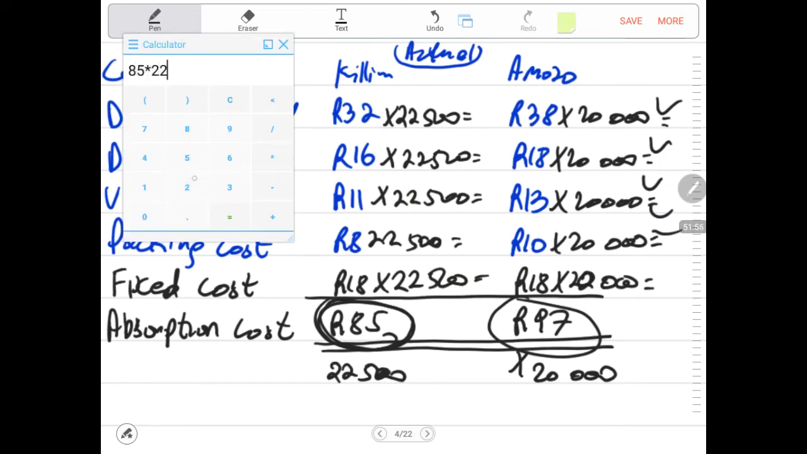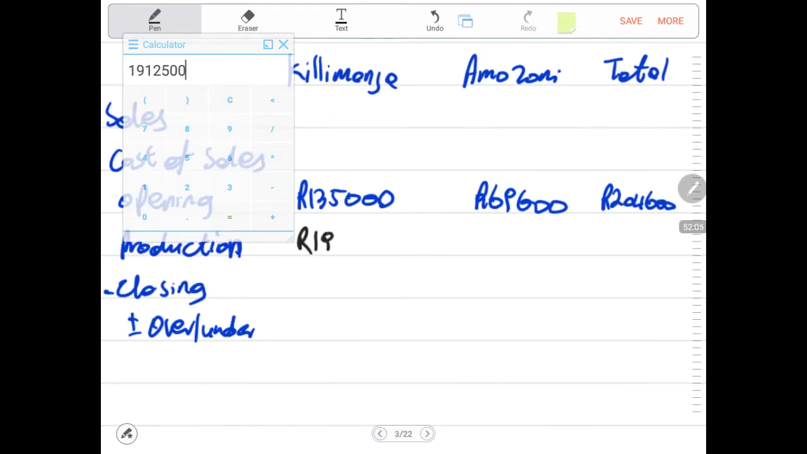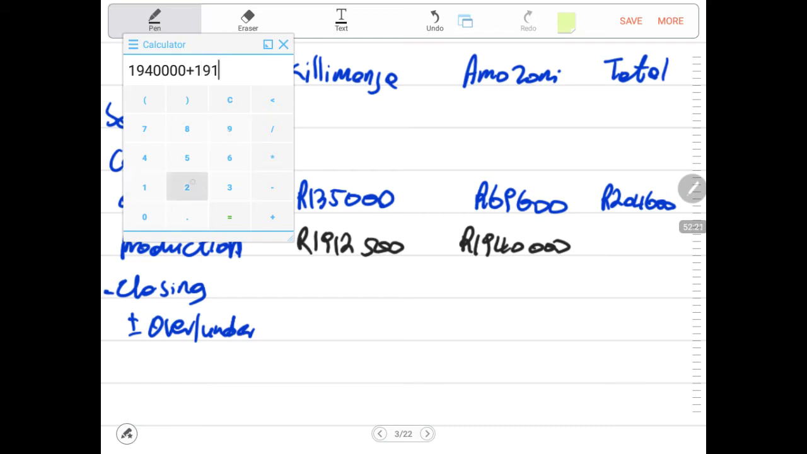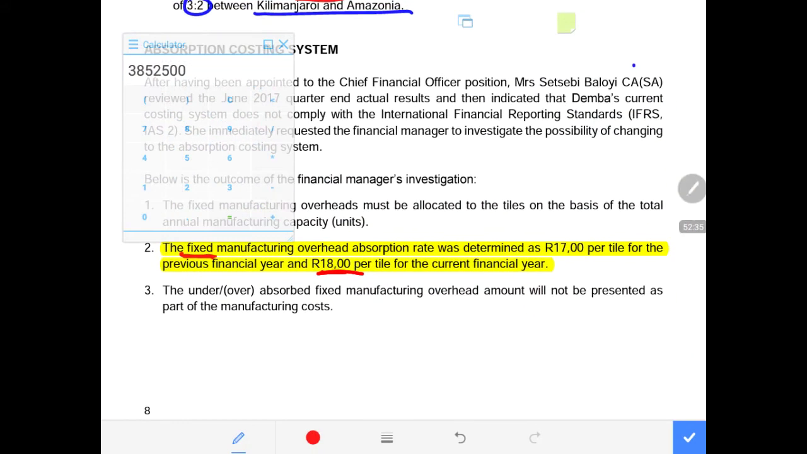Then now when it comes to my production, I will just have to say my production will be 85 multiplied by 22,500. How much do I get? I get 1,912,500. Second one is 97 multiplied by 20,000. I get a total of 1,940,000 Rand plus 1,912,500. This gives me a total of 3,852,500.